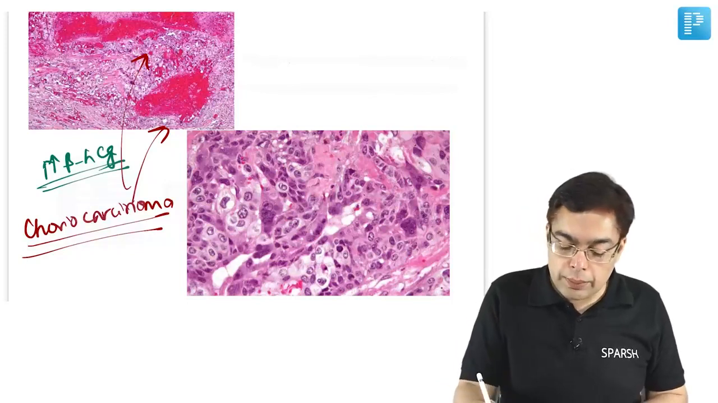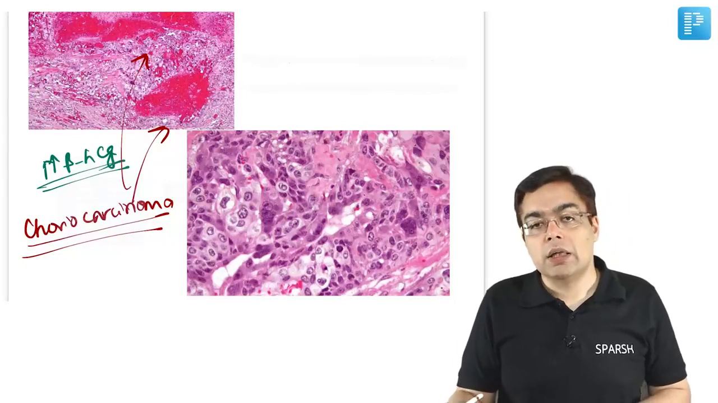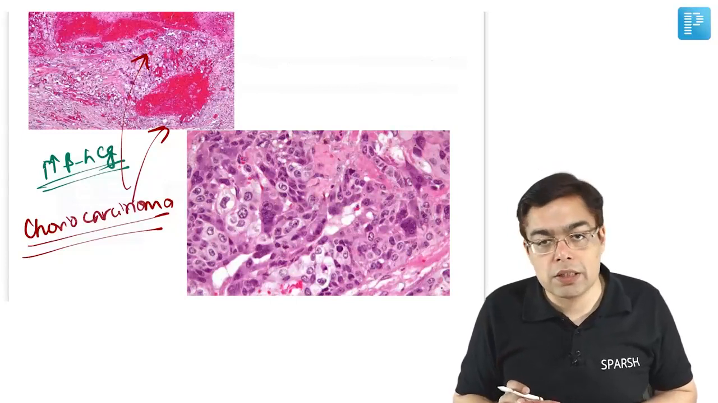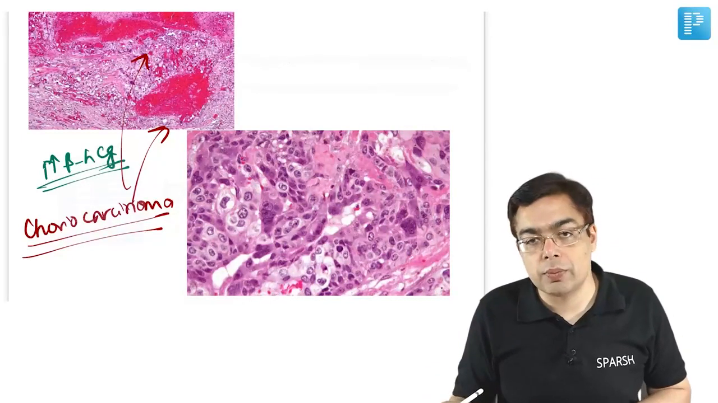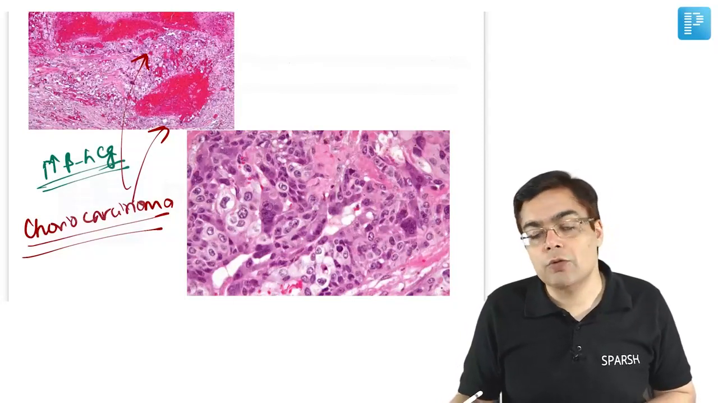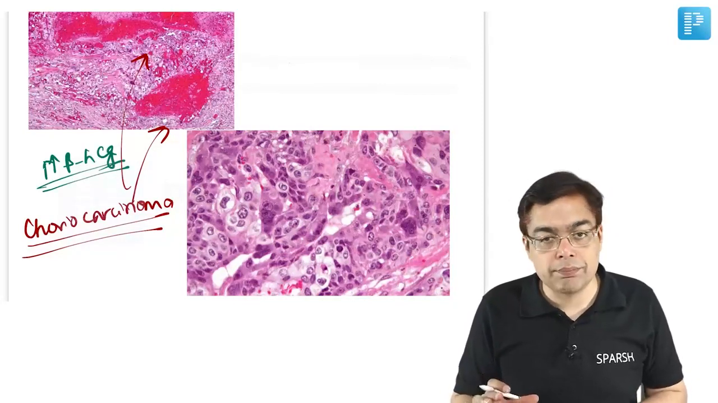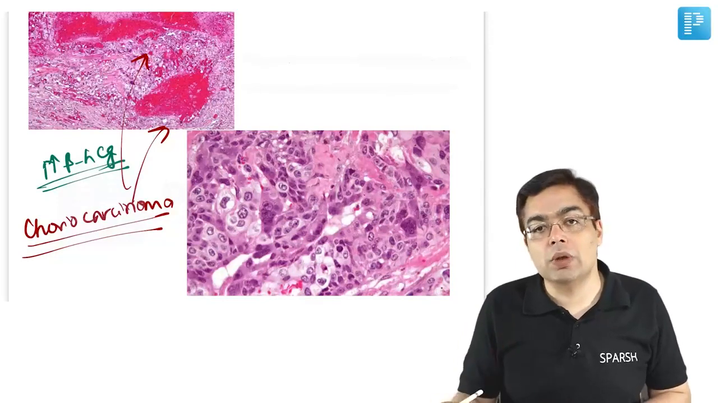Now, why is this choriocarcinoma important for you to remember? It is because this particular tumor is not going to be arising from the placental side. What I mean to say is that the non-placental choriocarcinomas are much more aggressive, and they are associated with a poor prognosis for the simple fact that they do not respond very well to chemotherapy.